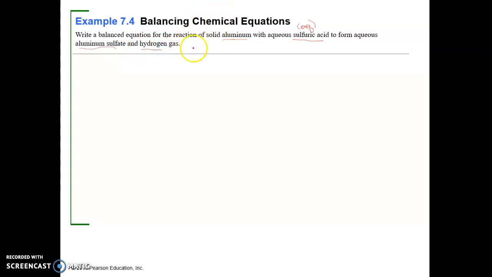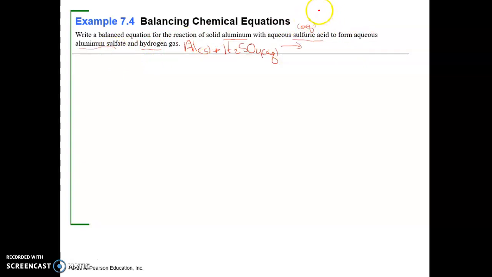All right, so let's try writing this out. Aluminum, it just says it's solid aluminum, so we have Al, and that's an s for solid. And we're going to have sulfuric acid. Hopefully you guys have been remembering what your acids are. Sulfuric acid is H2SO4, and that is aqueous because acids are always aqueous. Okay, then we have your reaction arrow, and it says that next you're forming aluminum sulfate.